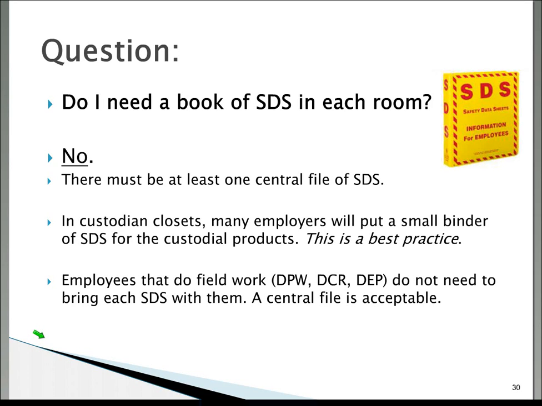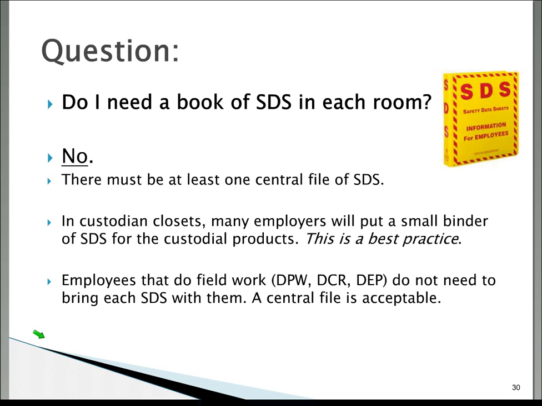Another common question that we get is, do I need to keep a book of safety data sheets in every single room? And the answer there is no, and there's a good reason for that. That master file of safety data sheets can be quite large for some workplaces. It's hard to keep those up to date and hard to keep those neat.